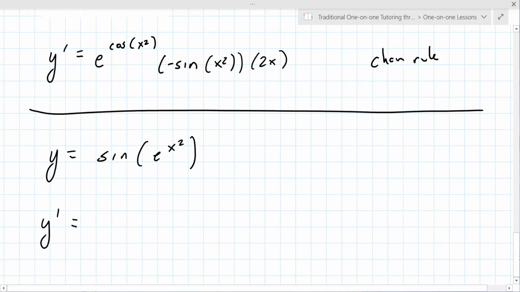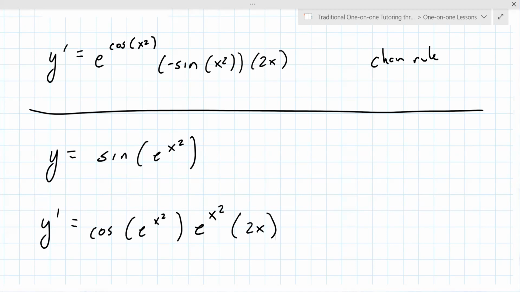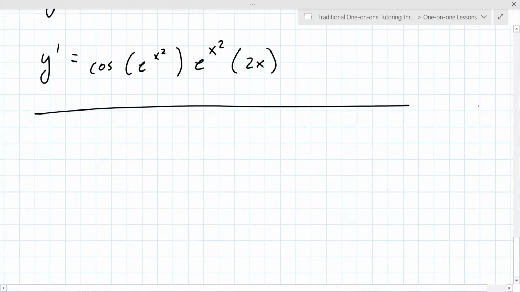what is the outermost function on this one? Sine. Derivative of sine is cosine. Keep the inside part. What's the derivative of e to the x squared? Keep it, and then you keep going with 2x. Okay. It doesn't seem that difficult, but if I throw in just one more little wrinkle, this is what seems to trap students into undoing all the good work they've done.